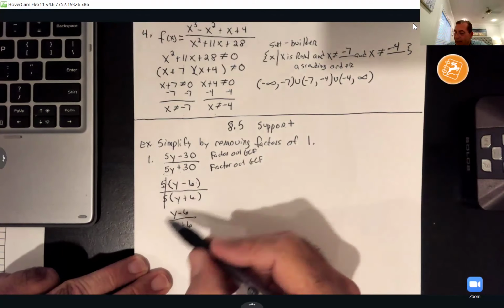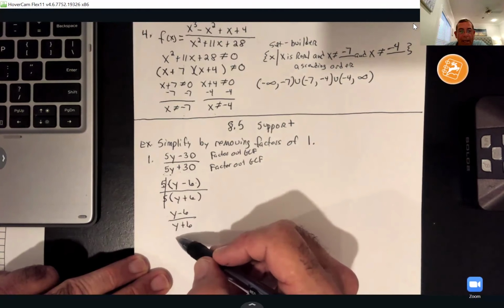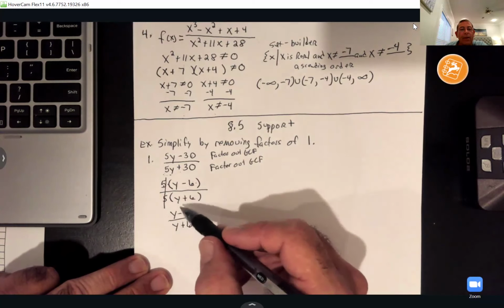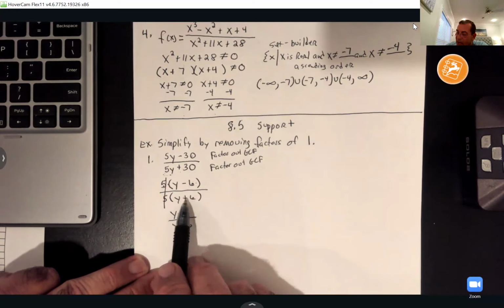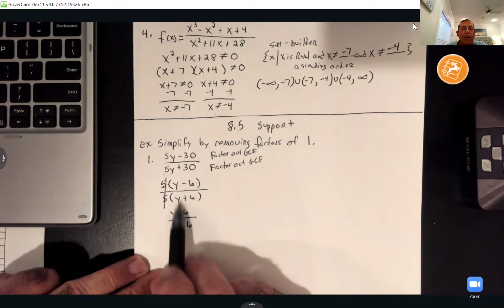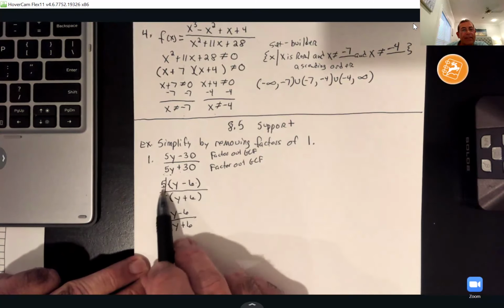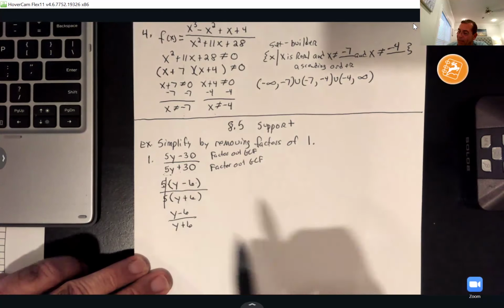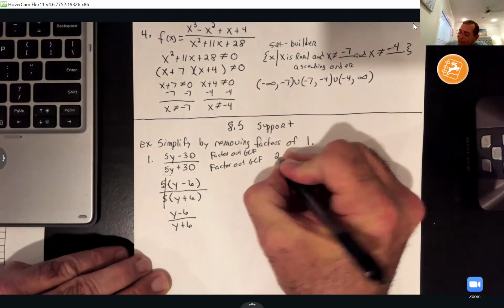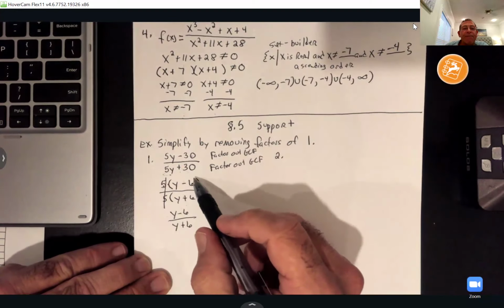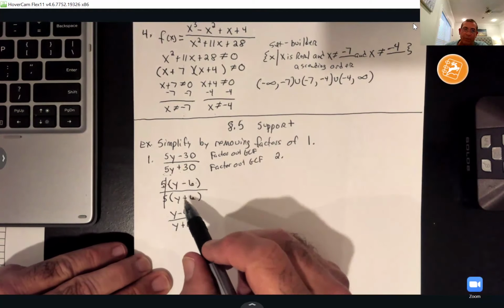Now listen, you cannot cancel the y out. The only way you can cancel these y's out is if both of these matched up perfectly. Since y is not a GCF like this, you can't cancel it out, okay? We can only cancel out factors, not terms.